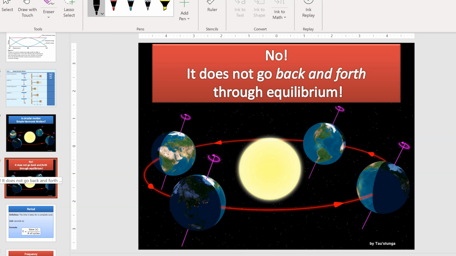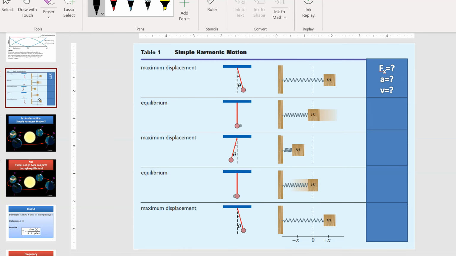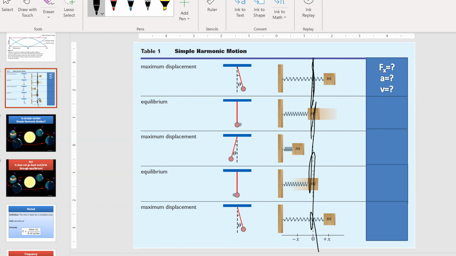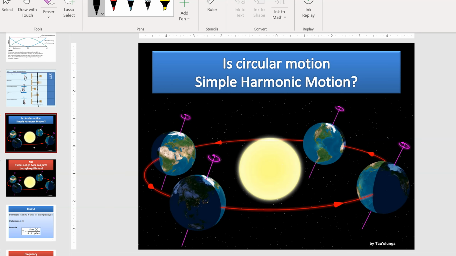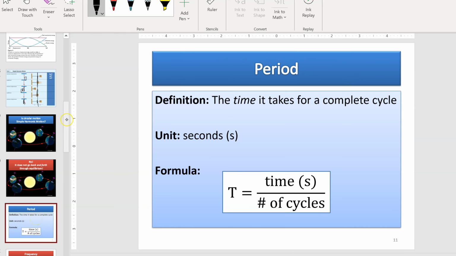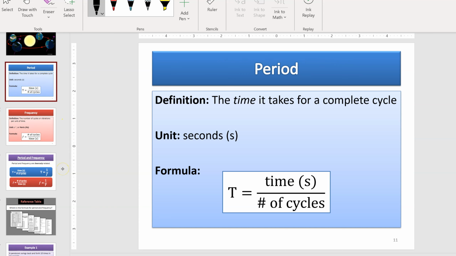No, it's not simple harmonic because you don't go back and forth through an equilibrium position. That's very important, this equilibrium position. You're not rotating one way and then rotating another way. Here, back and forth, back and forth, that's simple harmonic. When it's just a circular motion, you could have a number of cycles, number of revolutions. You could have a period. You could even have a frequency, how many revolutions per second. But it's not simple harmonic.